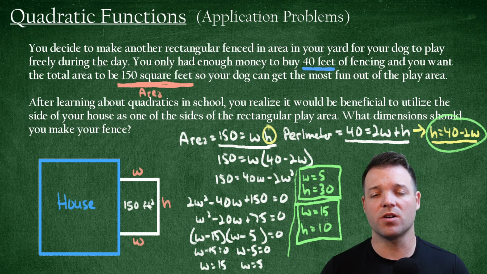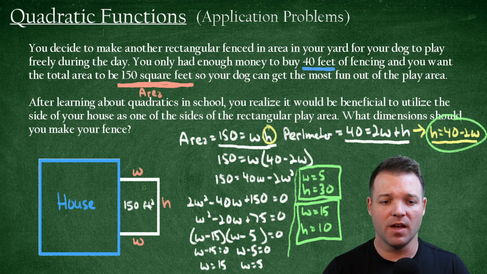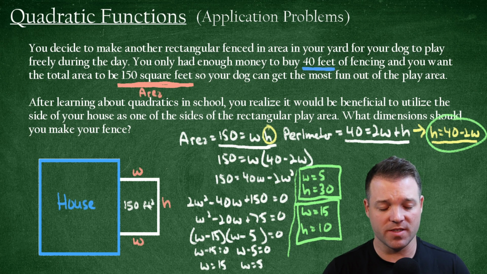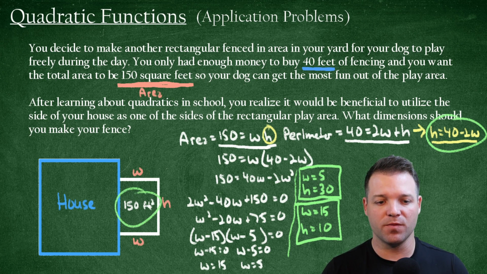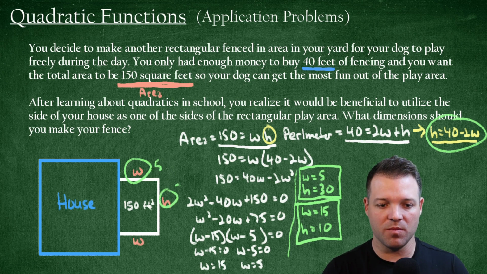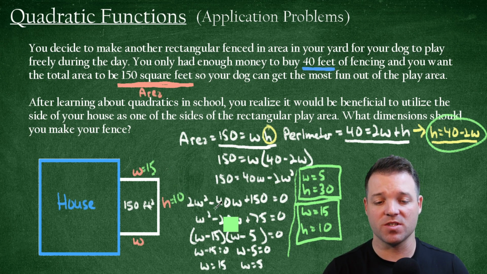So actually, there are two solutions to this particular problem. If we have 40 feet of fencing, and we're going to use our house as one of the sides of this rectangular area over here, and we want our ultimate area to be 150 square feet, then there are actually two separate solutions for this. We can either have our width being 5 and our height being 30, or we could have a totally different shape here and make our width 15 and our height being 10, right? And so we have options, which is awesome.